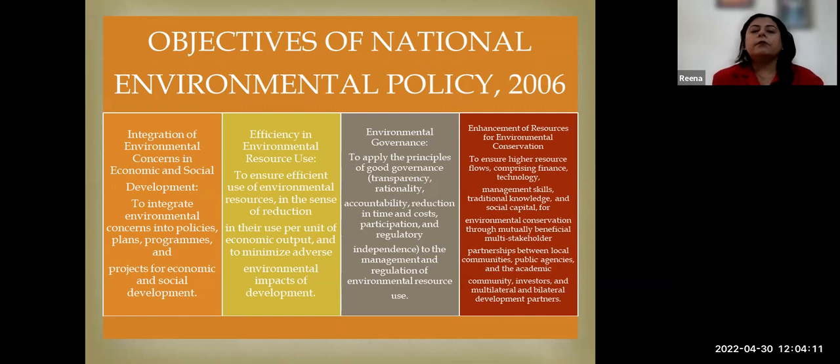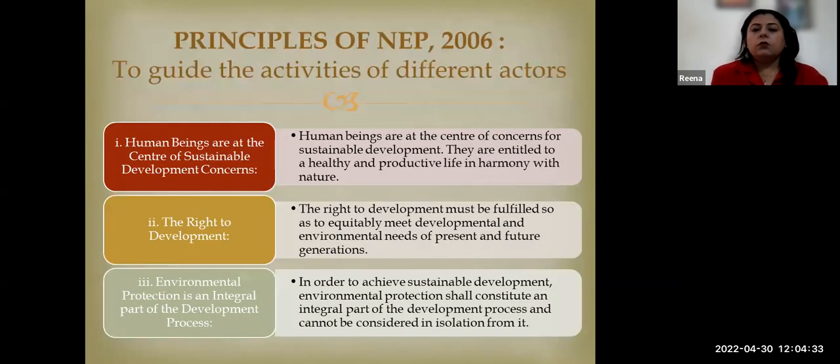But there are examples, there are positive signs that all these policies are being implemented and studies are being taken up. Then there is environmental governance and enhancement of resources for environmental conservation. Again, these are the broad objectives of the environment policy. Next are the principles of the national environment policy to guide the activities of different actors. The first principle is that human beings are at the center of sustainable development concerns. Right to development is the second principle, which, as we have discussed, means an equitable right to development and an equitable right to meet our environmental needs for present and future generations.